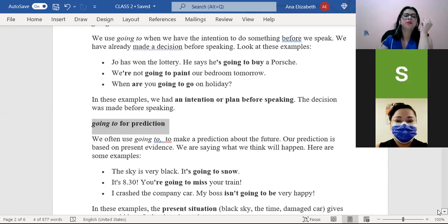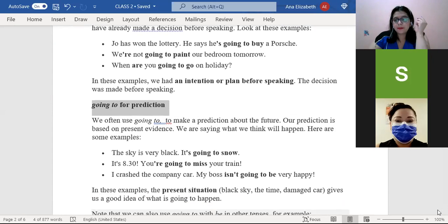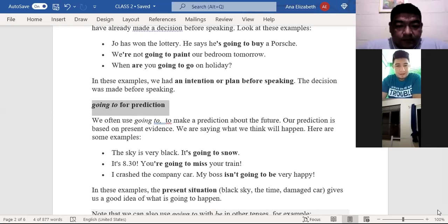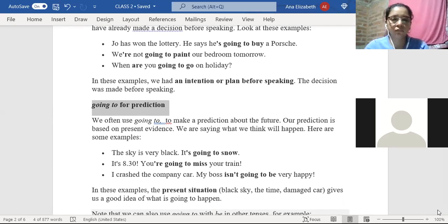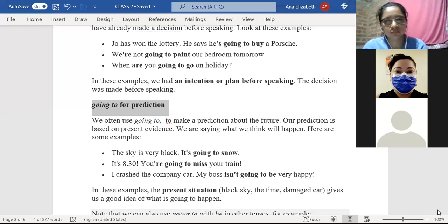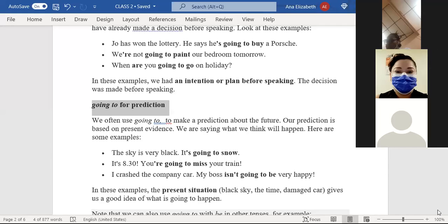Here are some examples, okay? Para que participemos todos. Esmeralda, could you read the example number one, please? Example number one, the sky is very black. It's going to snow. Aquí no va a caer nieve, ¿verdad? Entonces, ¿qué podemos decir? The sky is very black. It's going to rain. Excellent.